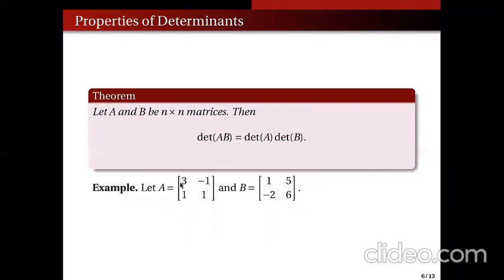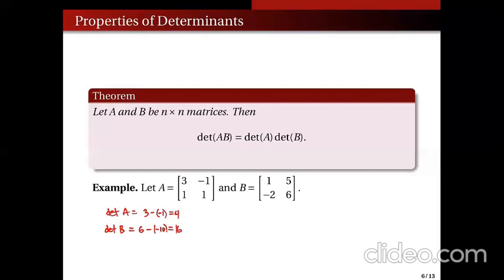So for example, we have these matrices: 3, negative 1, 1, 1 for matrix A, and for matrix B, we have 1, 5, negative 2, 6. So let us first get the determinant of A. Determinant of A is equal to 3 minus negative 1, so this is equal to 4. Determinant of B is equal to 6 minus negative 10, so this is equal to 16.